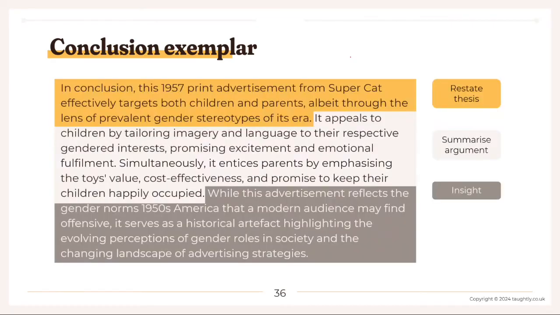So here you can see that my conclusion does the following things. It restates its thesis, it summarises the main arguments made in the body of the text, and it provides some insight about why this text is still interesting and relevant today.